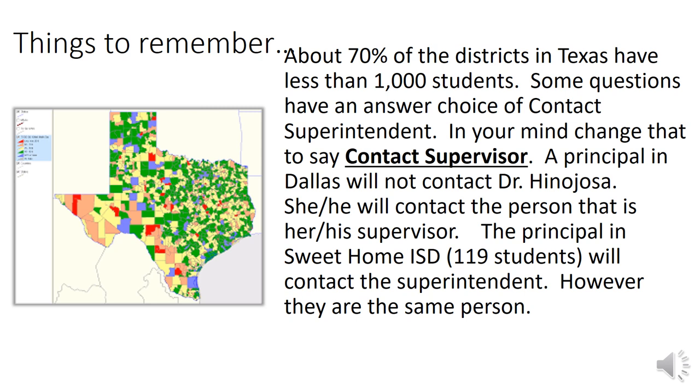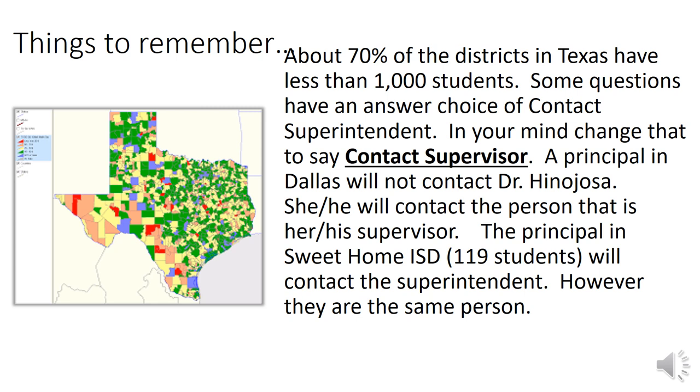Some things to remember about the test is that 70% of the districts in the state have less than 1,000 students. So when the answer choice is to contact the superintendent, in your mind, change that to say contact supervisor, because in large districts, you would contact your supervisor. However, in small districts, there aren't any supervisors. You're going to contact the superintendent. So if it says contact the superintendent, again, change that in your mind to say that's my supervisor.